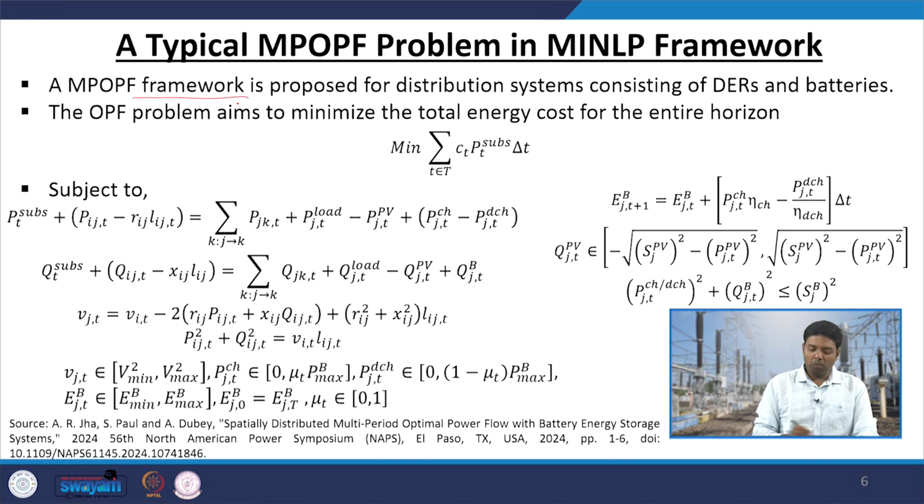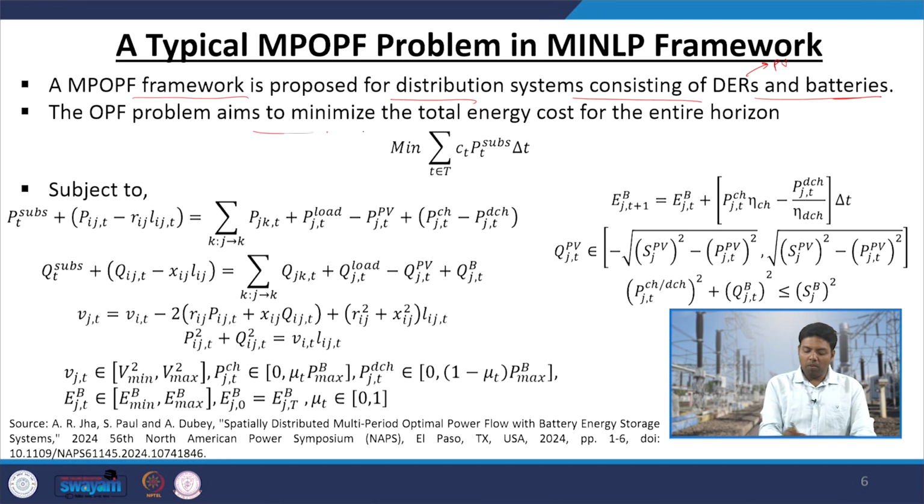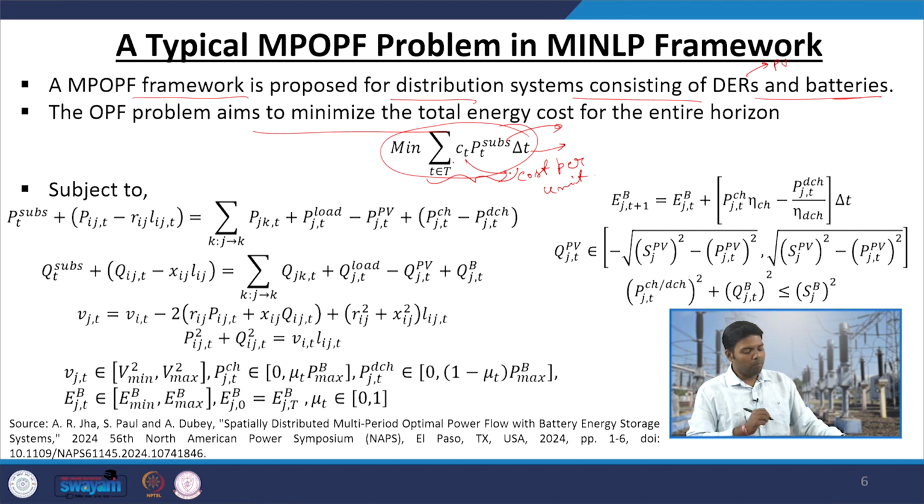The MPOPF framework is proposed for a distribution system considering DERs and batteries. We are considering only the PV and the batteries. Okay? The OPF problem is what? It is minimizing the total energy purchase cost. This is your cost per unit. This is your power purchase from the substation, and this is your time step. So, this is the total cost for running the system for the entire time period.